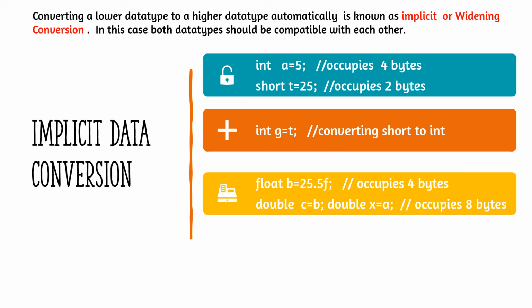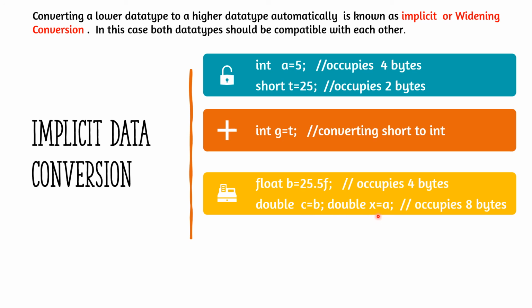Other example, float b is equal to 25.5f. So for float b we write f at the end. The variable we have declared as b, we are storing 25.5, and float occupies 4 bytes. Double c is equal to b. Double occupies 8 bytes. So when we are converting float to double, this number will be converted to double. That means it will become 25.5 and it will be stored in c. So c will have the value 25.5.